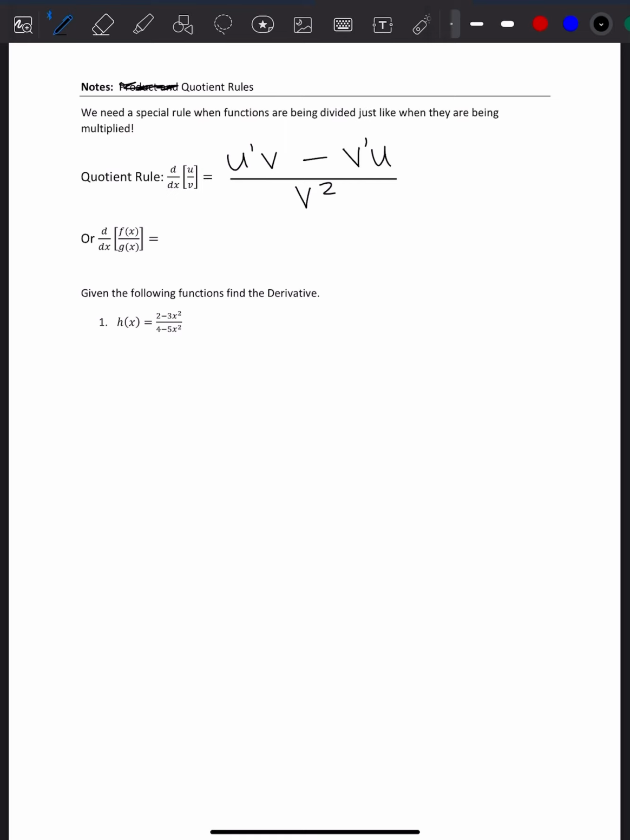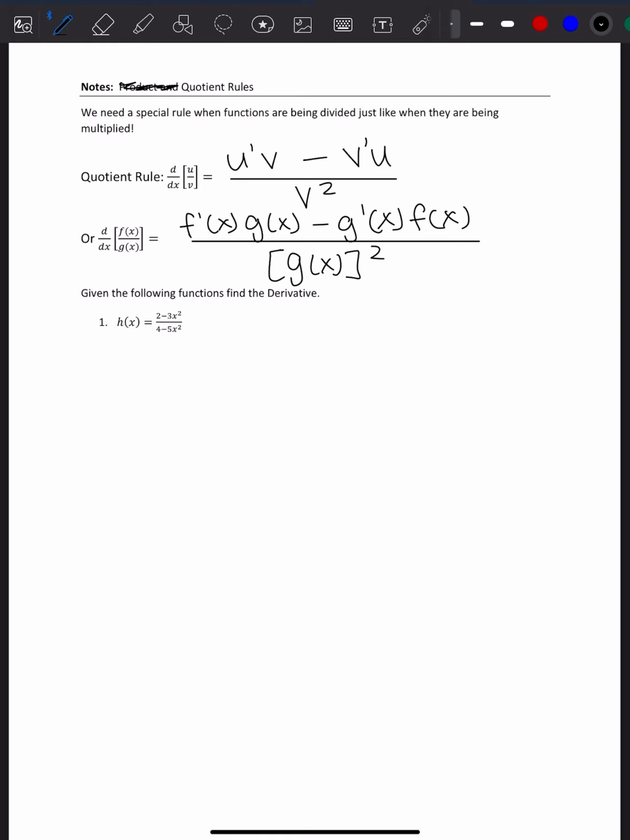We can look at it with f of x and g of x, and it looks almost identical. We have f prime of x times g of x minus g prime of x times f of x, divided by g of x squared. So anytime we see division where we have a variable on top and bottom, or just a variable in the denominator, we can use quotient rule.